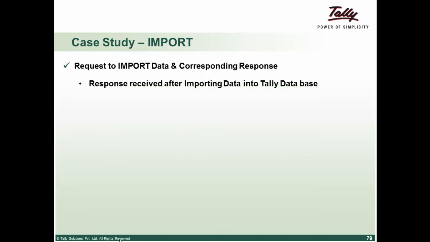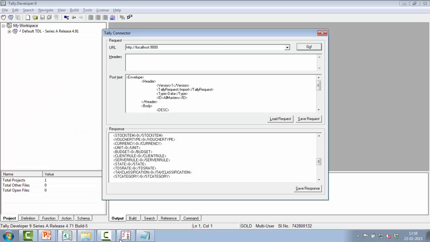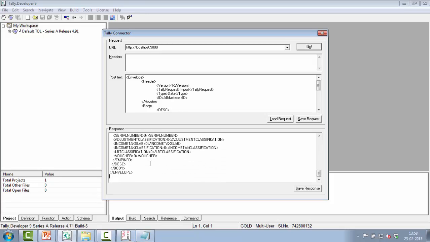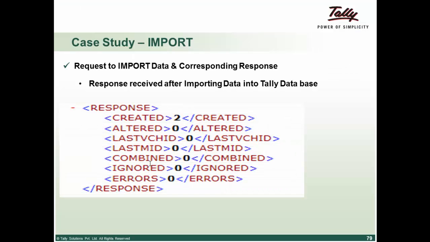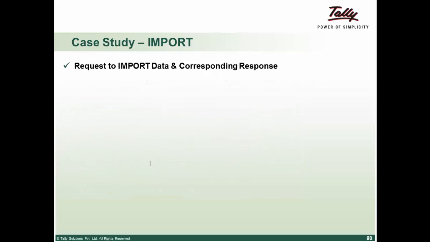Then the response is received after importing data into the Tally database. So this is the response we have. It gives you the details of each and everything: the version, the status, the import created, whether it's altered, last modified, cancelled, and the description details that there was just one group that got created, and the rest of the masters imported are 0.